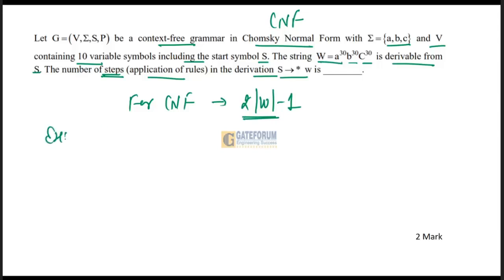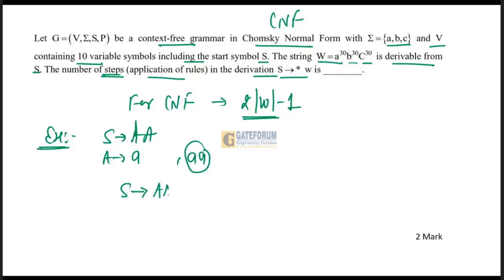For example, you can understand it like this. If S is deriving AA and A is deriving a, and I require the string aa, then the string will derive like this.